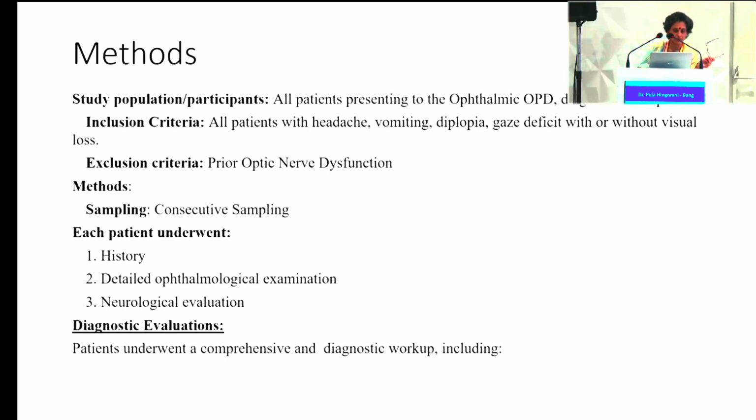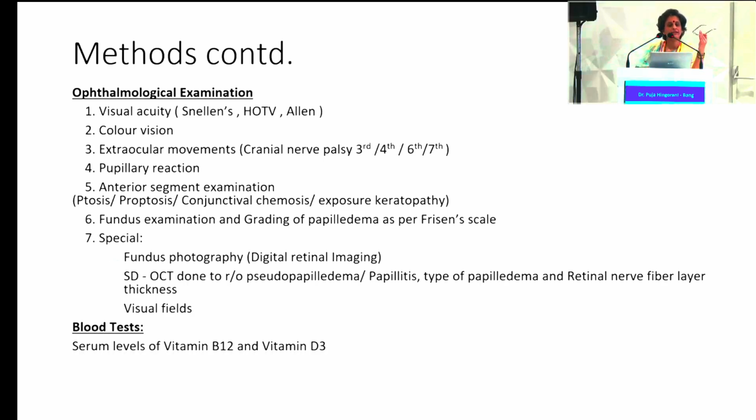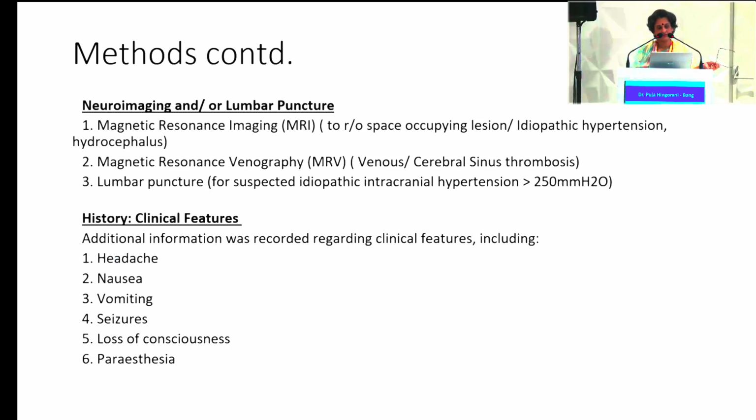So diagnostic evaluations meant visual acuity, color vision, extraocular movements. We evaluated them based on these parameters: who came with anterior segment changes, who came with visual acuity deterioration, color vision diminution. Also, obviously the photography was done, OCT was done, and where needed, the visual fields were done. We also made them undergo serum levels of B12 and D3. As I said, we also asked them about their specific histories.